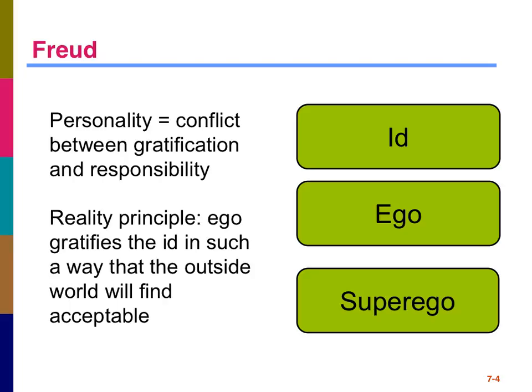The third one is the ego. And the ego is that system that tries to mediate between the earlier two, the id and the superego. It's what we call the reality principle. It tries to satisfy both using some compromise, kind of, to make sure that everyone's going to be happy. Okay? And it's this conflict between all those kind of three entities that creates your personality.